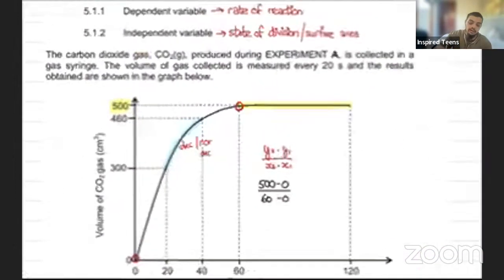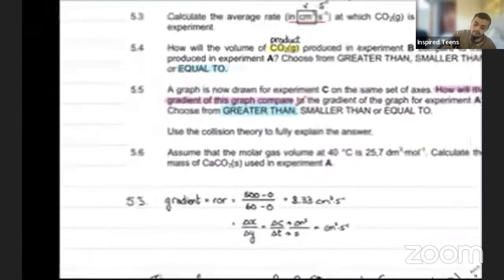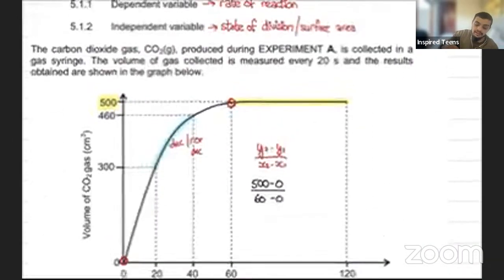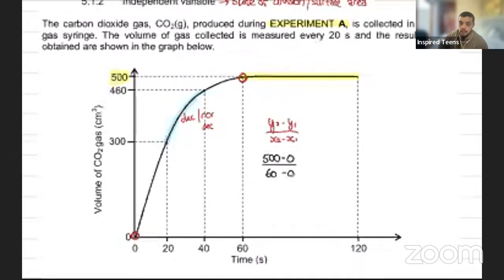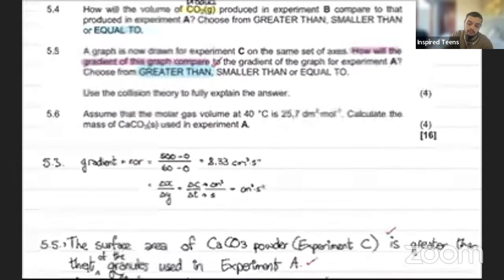If we look at this graph, this graph is the carbon dioxide produced in experiment A. So we know the exact amount of carbon dioxide produced in experiment A. It's this amount, this 500 centimeters cubed of carbon dioxide gas which is produced.